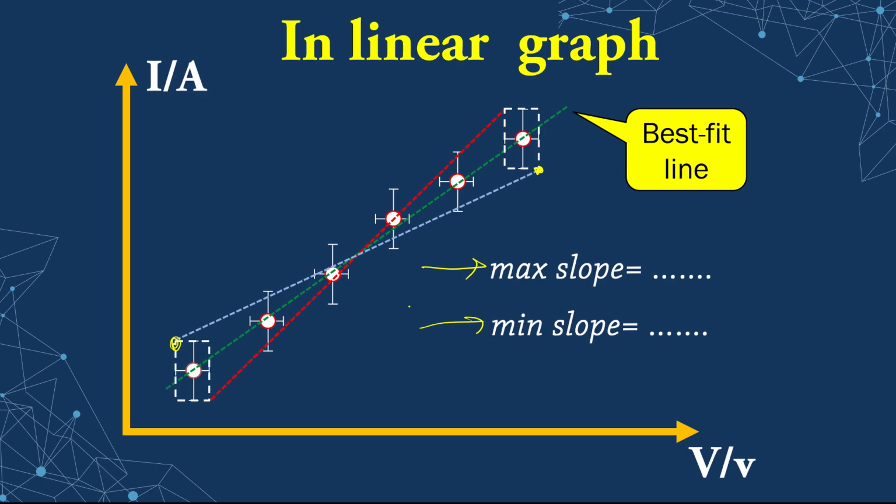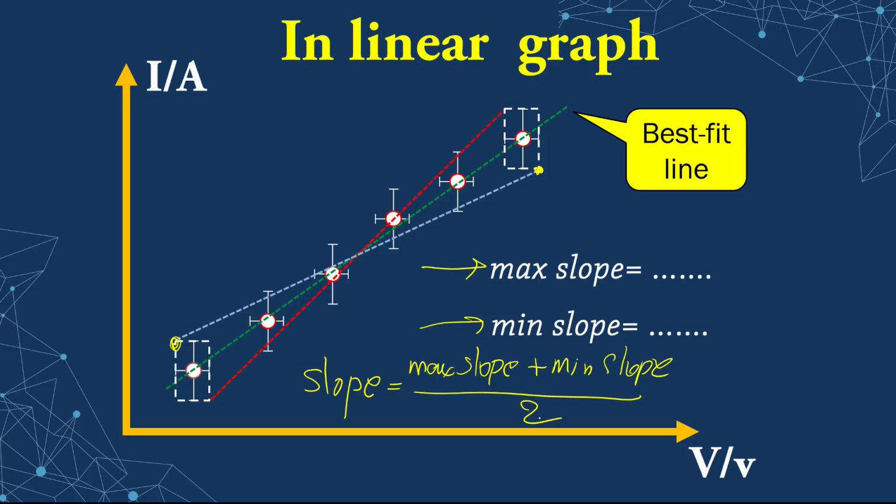When you do that, you will find your slope. Your slope is going to be the maximum slope plus the minimum slope divided by 2, the average. And the uncertainty in the slope will be the maximum slope minus the minimum slope divided by 2, half of the range. It's very important. So in a linear graph, be very sensitive to this action and explain it in detail for the reader.